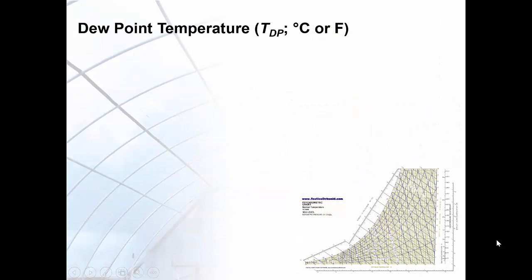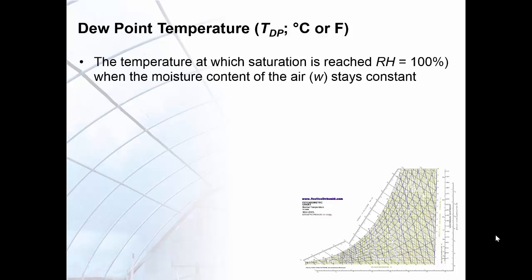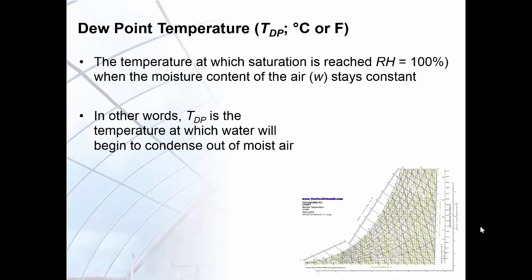The dew point temperature is defined as the temperature when saturation is reached, at 100% relative humidity, while the moisture content of the air, or the humidity ratio of the air, stays constant. In other words, dew point temperature is the temperature at which water will begin to condensate out of moist air. Condensation of the water vapor occurs when the temperature of air is lowered to its dew point temperature.